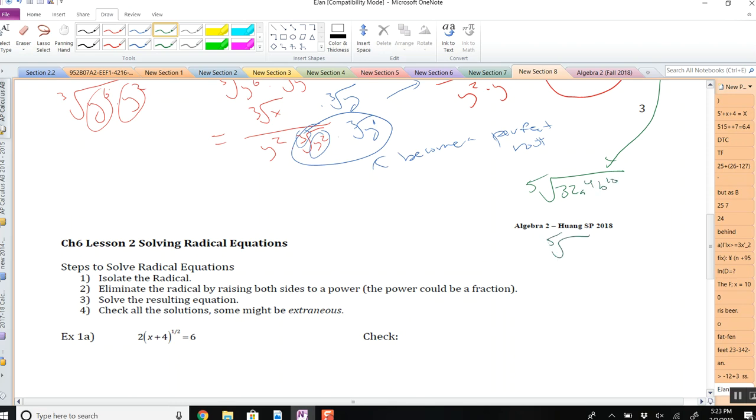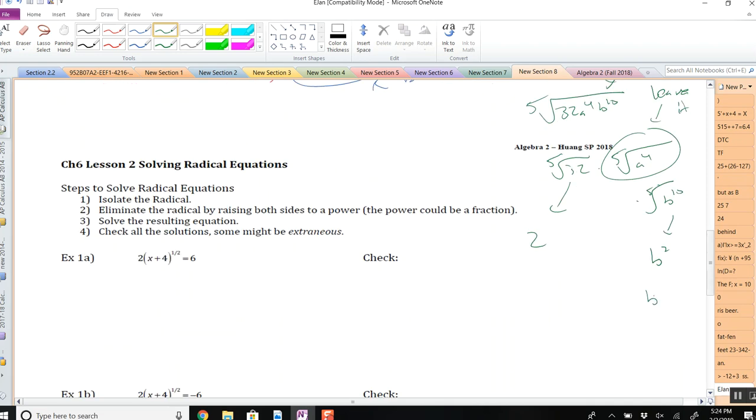So you have the fifth root of 32 times the fifth root of a^4, and then times the fifth root of b^10. The fifth root of 32 now is just 2. And here, you just leave it. But this becomes b^2. That's because you're doing b^10 raised to the 1/5 power, which is b^2. So we have 2b^2 times the fifth root of a^4.